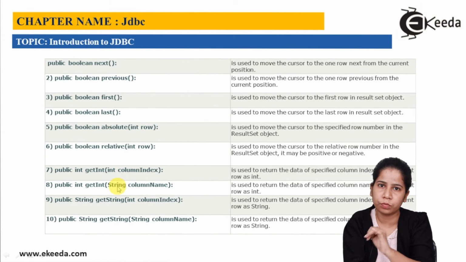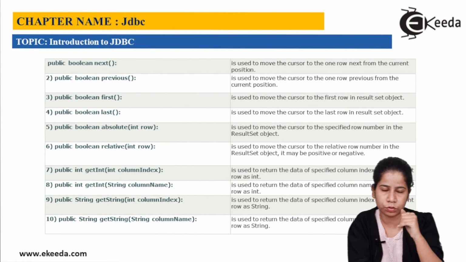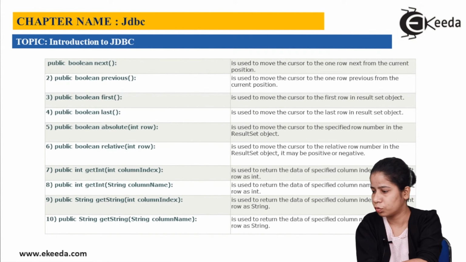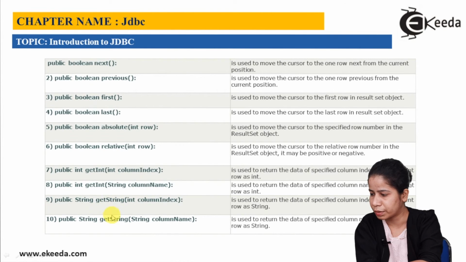Now suppose I don't know in what order the table's column data is arranged, so I can't provide 1, 2, 3, 4. In that case I can have the column name as a parameter, so you can fetch the data based on the column name also, and for that you have to give a string column name. Then getString: if the data is character based, then you can use the getString method. Again, you can go for column index or column name. That freedom has been given by the result set.